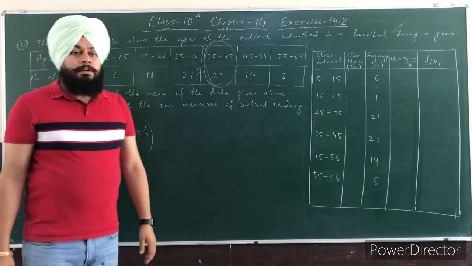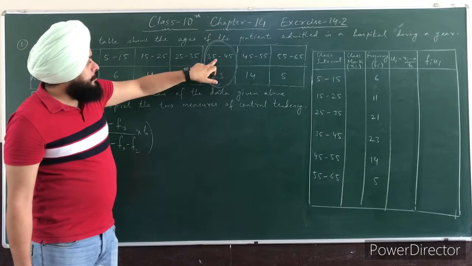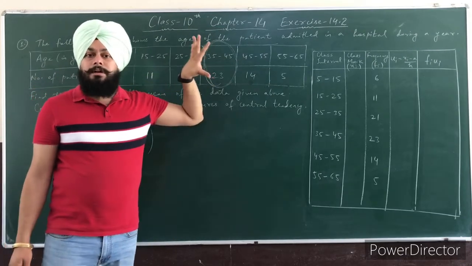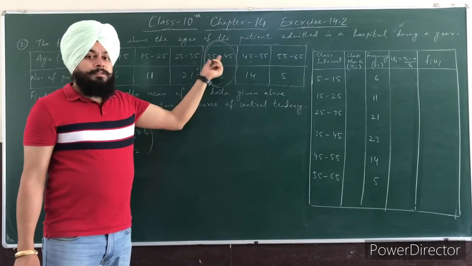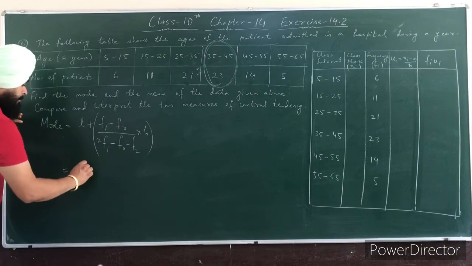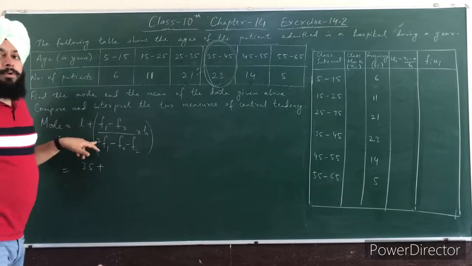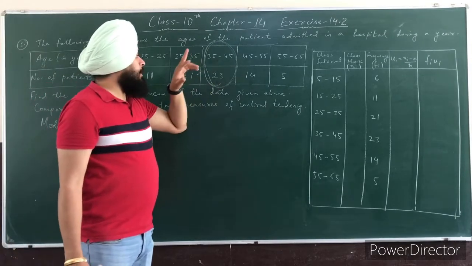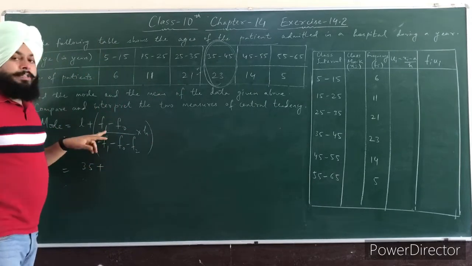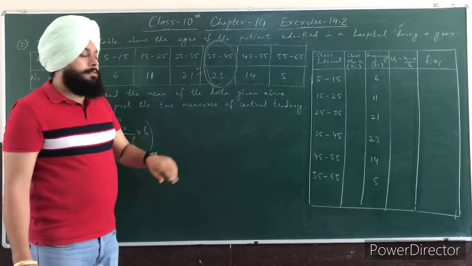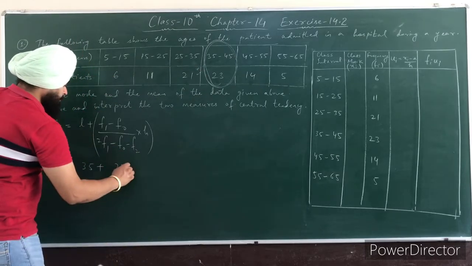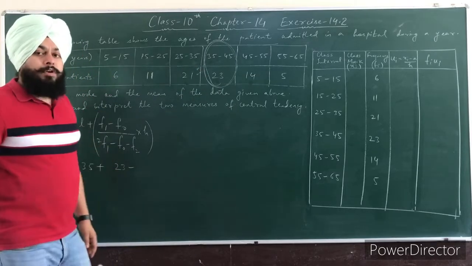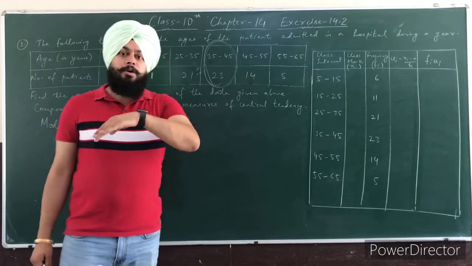The class interval from 35 to 45 is taken as our modal class. In this class interval the lower limit is 35, so it is L. L is the lower limit of the modal class. Next F1. F1 is the frequency of the modal class. So the frequency of this modal class is 23. F0. F0 is the frequency preceding the modal class.